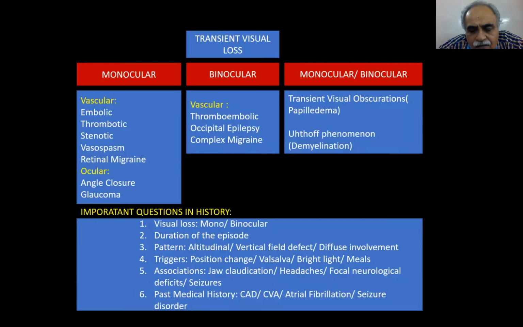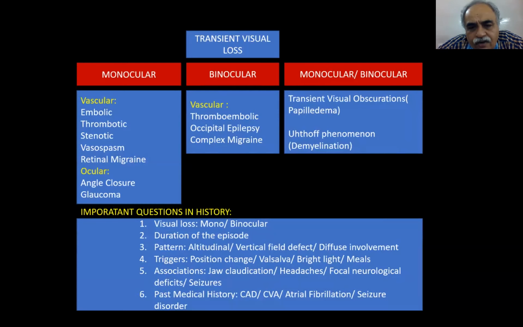Now, if you have a young person coming to you with monocular visual loss, which is very brief, lasting for a few minutes, please exclude the entity of retinal migraine. Classically, it is commonly seen in young women. They have monocular visual loss lasting between 5 and 30 minutes, and that is followed by ipsilateral temporal headache.